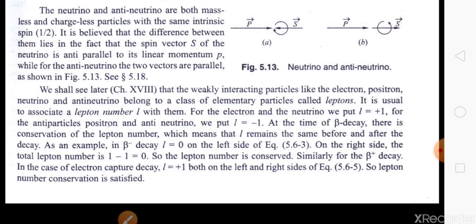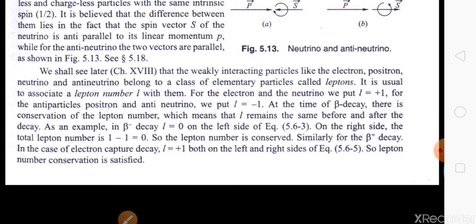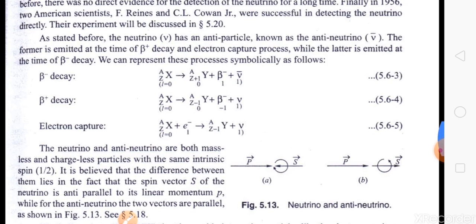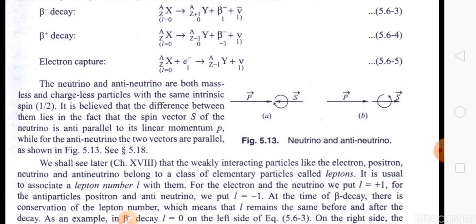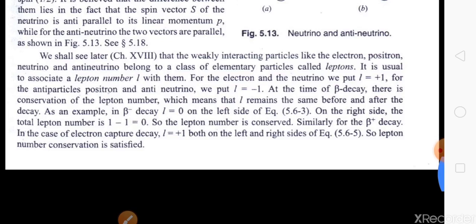So the lepton number is conserved. Similarly, for beta positive decay and in the case of electron capture decay, L equals +1 both on the left and right sides. So lepton number conservation is satisfied. So in all three cases the leptonic number is being conserved in nature.